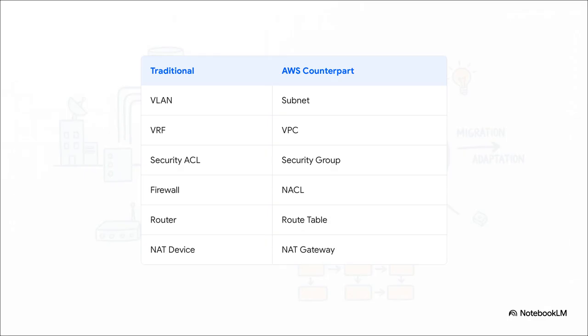Think of this table as your Rosetta Stone. A VRF, that's basically a VPC. A firewall, well, it's kind of split into two things, the stateful security group at the instance level and the stateless network ACL at the subnet level. And your router? It gets replaced by a simple route table. The most crucial difference, though, is what's not there. You get no CLI access, no BGP or OSPF to configure, and you can't check ARP or MAC tables. It is all managed for you.